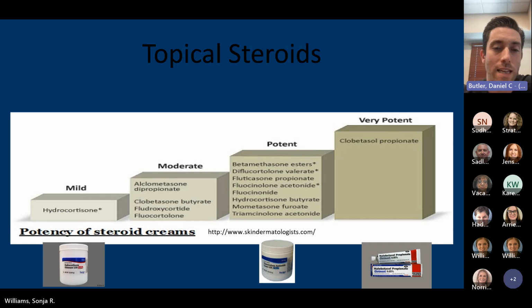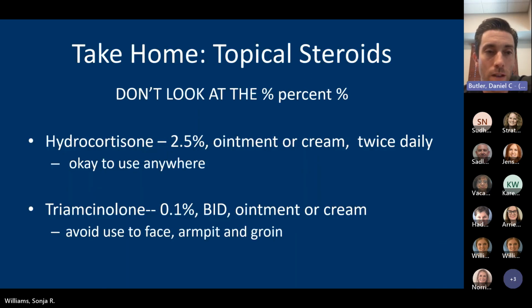The reason I highlight this is there are really only two types of topical steroids that come in a tub. So if someone is really itchy and you need to get hydration all over their body, there are really only two that come in that tub. Next slide. Those two are hydrocortisone and triamcinolone.